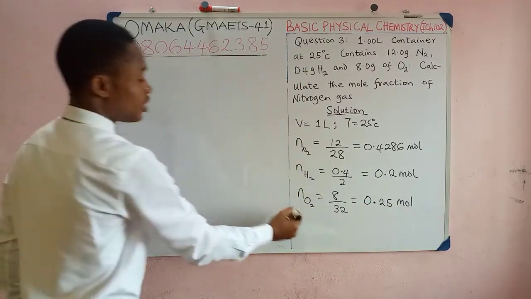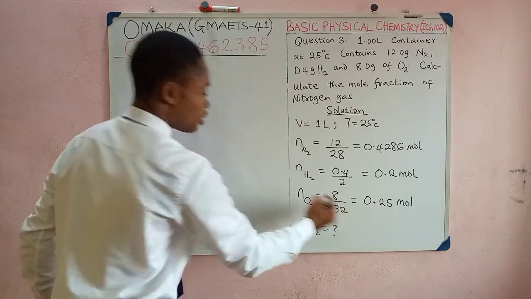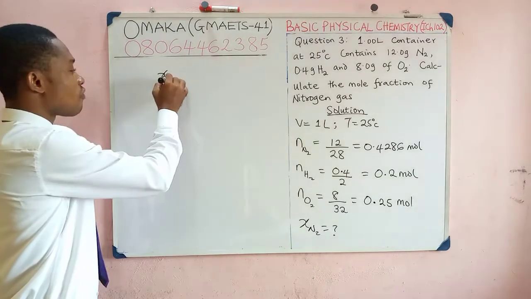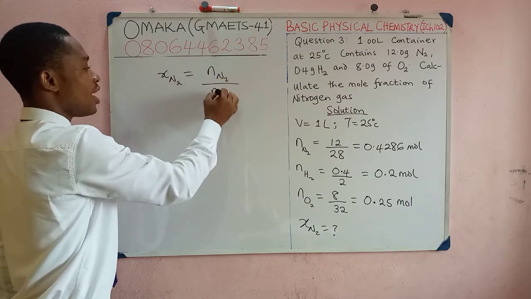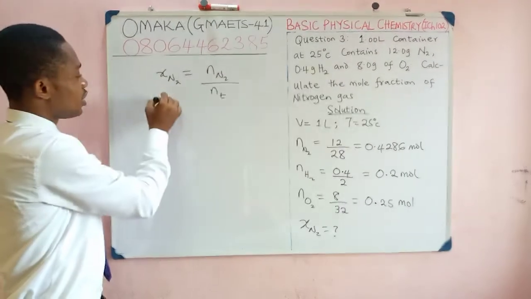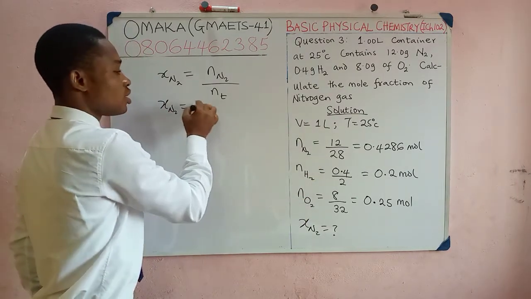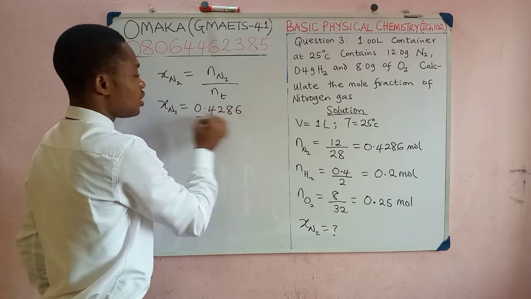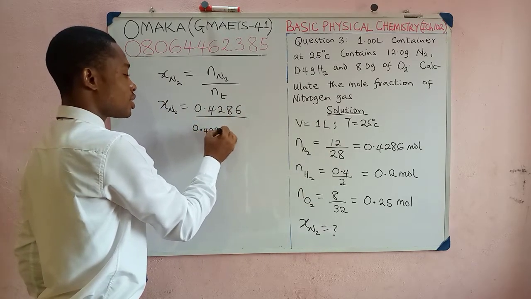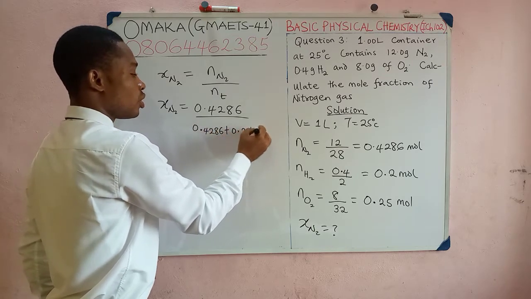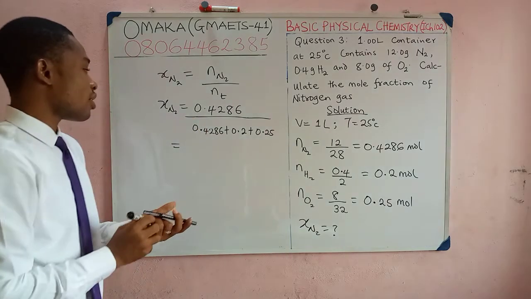We are now to calculate the mole fraction of nitrogen gas. That's what the question is based on. Now you recall that the mole fraction of any component is going to be the number of moles of that component divided by N total. And so the mole fraction of nitrogen gas is going to be the number of moles of nitrogen, which is 0.4286, divided by the sum of the number of moles. So we're going to add 0.4286 plus 0.2 plus 0.25. Does that make sense?